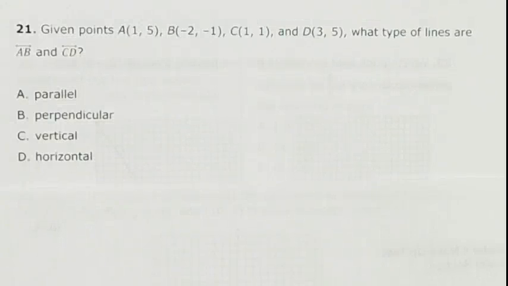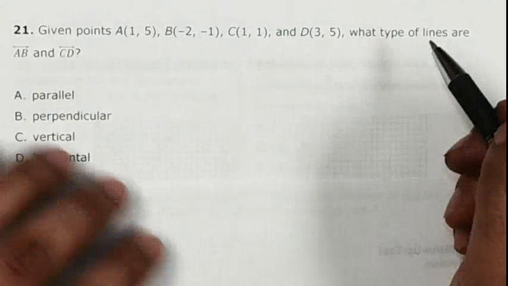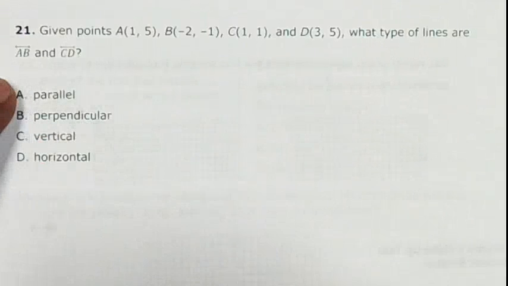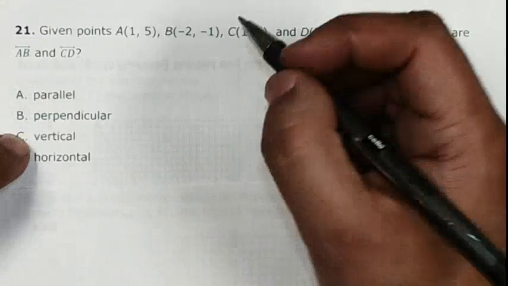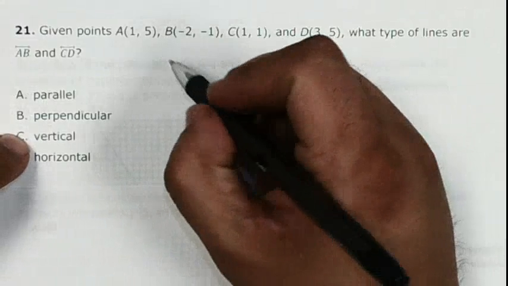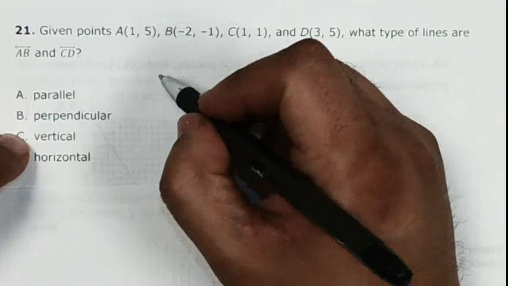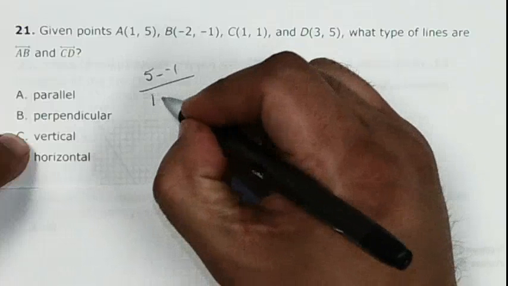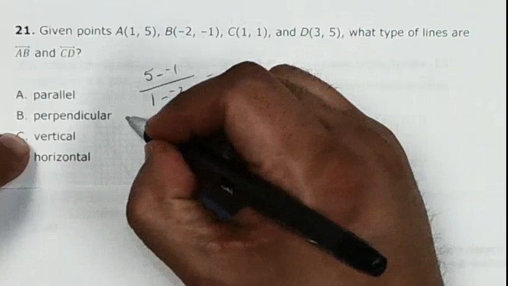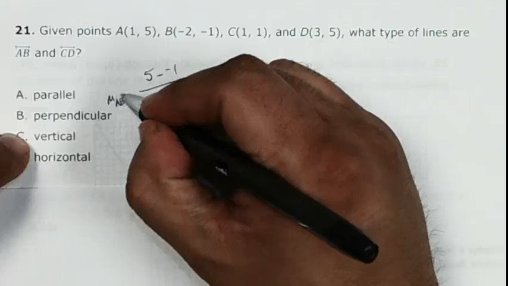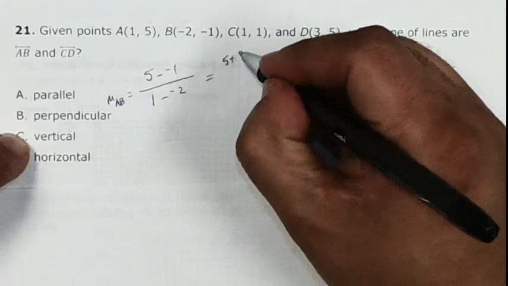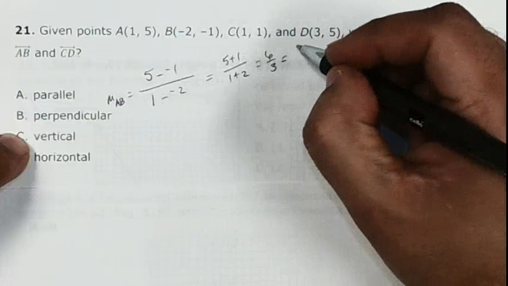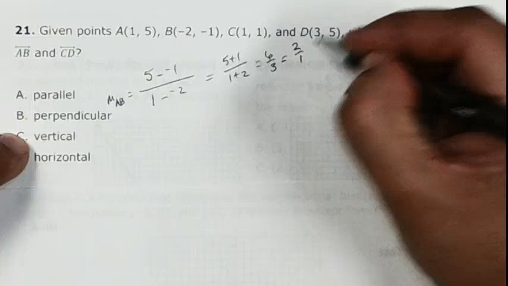That's the only information that I can conclude based off of what was given. All right, number 21 says, given the points A, B, C, and D, what type of lines are they? Since my options say parallel and perpendicular, I'm going to have to look at the slopes of AB and CD. So I know that it's rise over run, or change in y over change in x. So I'm going to do 5 minus a negative 1 over 1 minus a negative 2 for AB. That's going to be 5 plus 1 over 1 plus 2, which is 6 over 3.